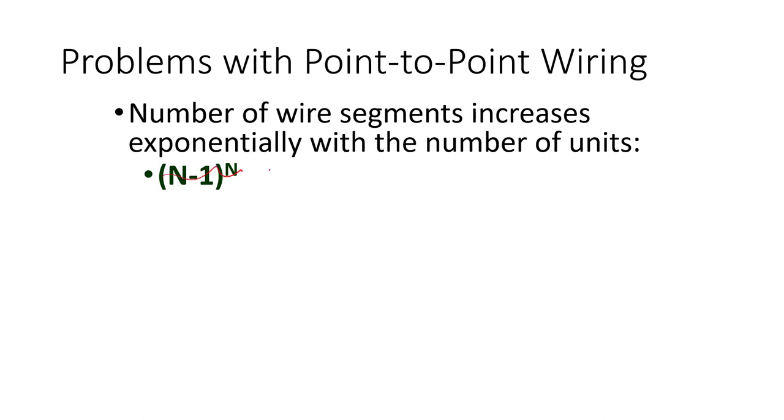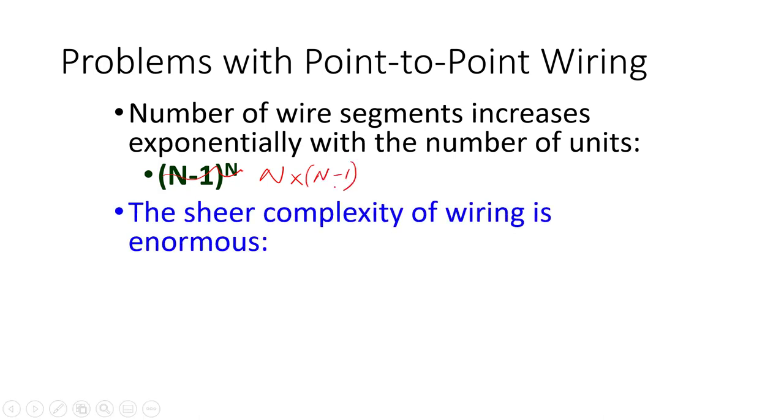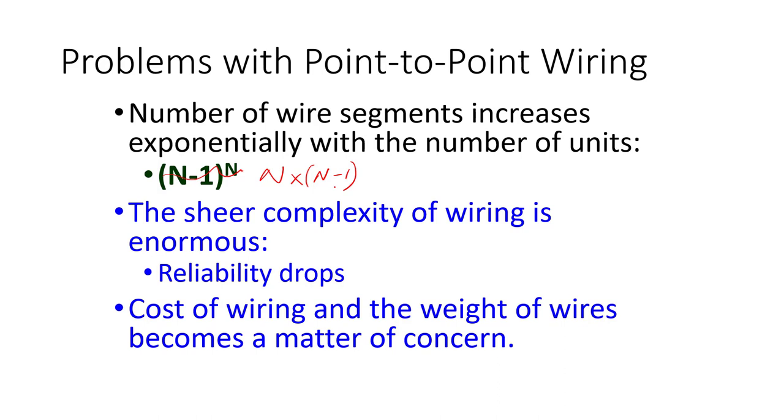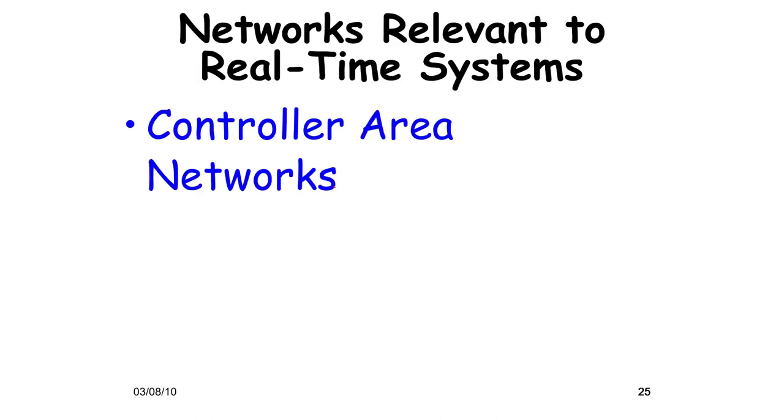I'm sorry, there is a correction over here. It's n times n minus 1. The sheer complexity of wiring will be enormous. It will be quite high, right? And the cost of wiring, the weight of wires, etc., will become a concern.